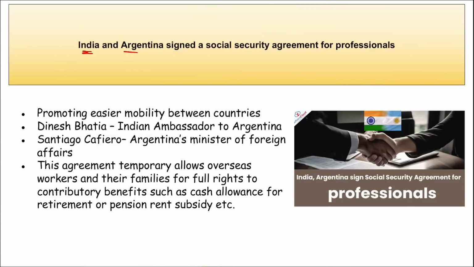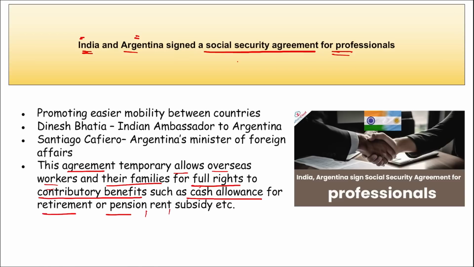Next is India and Argentina. They have signed a social security agreement for professionals. I repeat, recently India and Argentina, they have signed a social security agreement, and it is for the professionals and workers so that they can retain the benefits and contributions made towards social security, promoting easier mobility between these two countries, right? That is between India and Argentina. Here important thing, remember, this agreement temporarily allows the overseas workers and their families full rights to contributory benefits such as your cash allowance for retirement or pension, rent subsidy, etc.